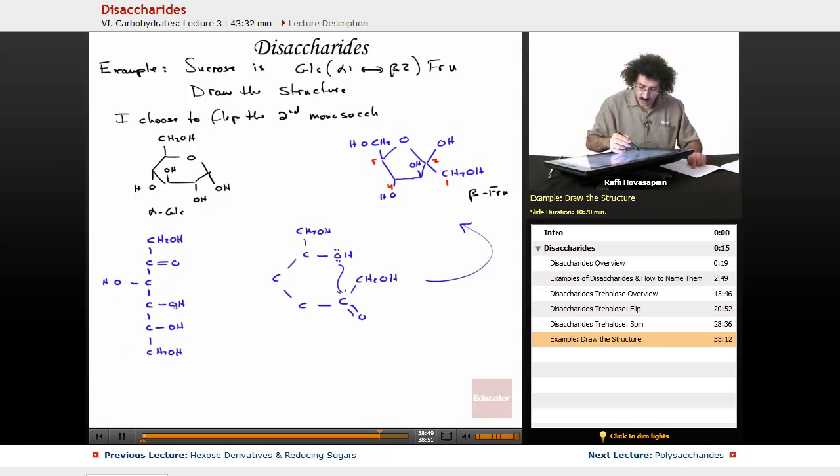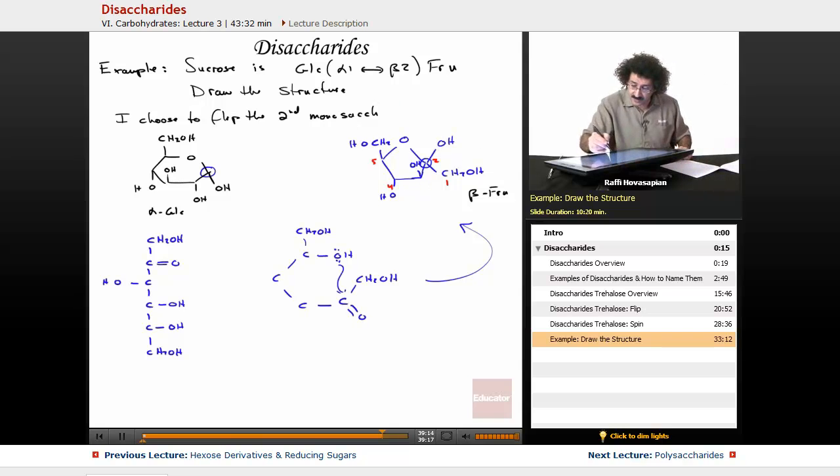fructose. So I started with my fructose linear form. I created my regular beta fructose. This is the standard conventional arrangement. I'm going to be reacting this with this. Alpha 1, beta 2. So I'm actually going to be connecting this carbon with this carbon, which means that I'm going to have to flip this so that I can bring this carbon in close proximity to this carbon.